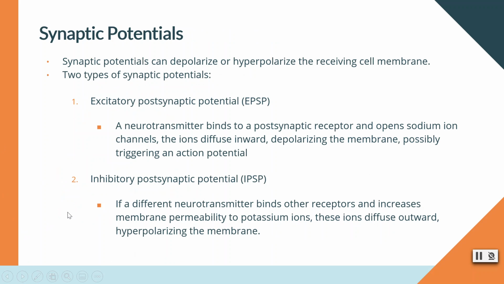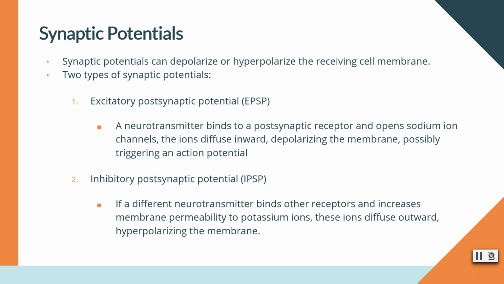affect another. There are two types: the excitatory postsynaptic potential, EPSP. A neurotransmitter binds to this postsynaptic receptor and opens sodium channels. The ions diffuse inward, which causes a depolarization in the membrane, possibly triggering an action potential. It makes the inside of the cell more positive.